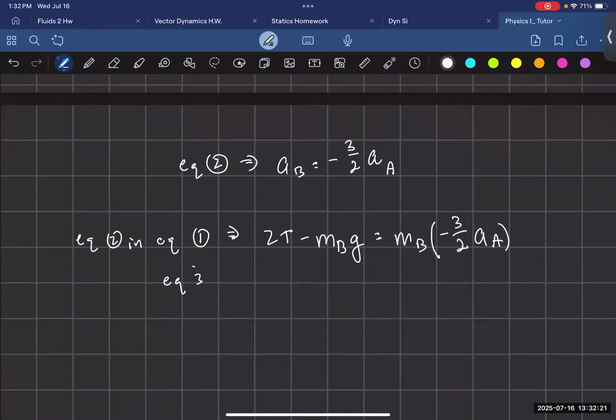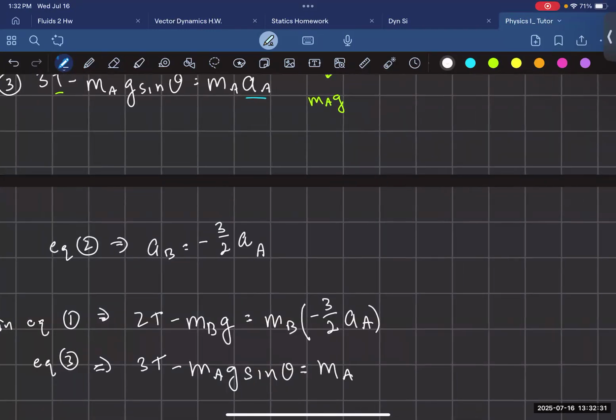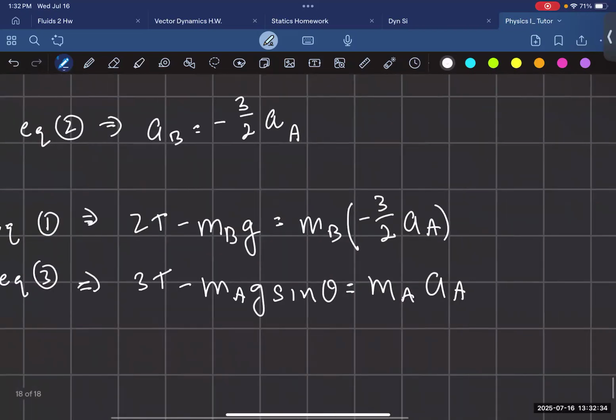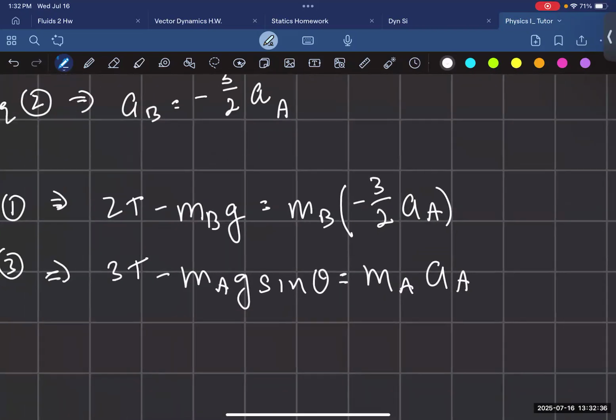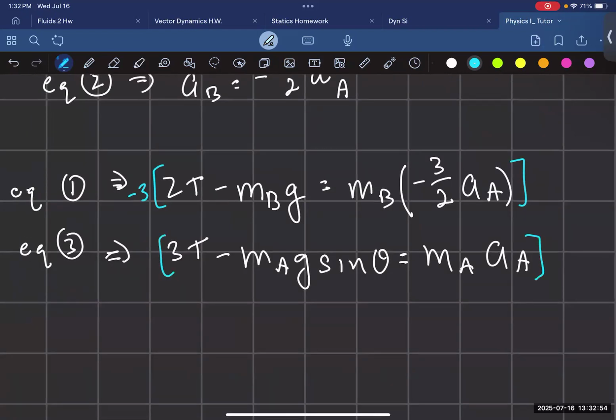And looking at equation number three, we get 3T minus mA g sine theta is equal to mA times the acceleration of A. So right here, between these equations, we now have two unknowns and two equations, so it's solvable. I'm going to use a method, as should be taught in an algebra course, and we're just going to multiply this by -3, and add the two equations together, right? Actually, to do that, I'll also have to multiply this by +2.